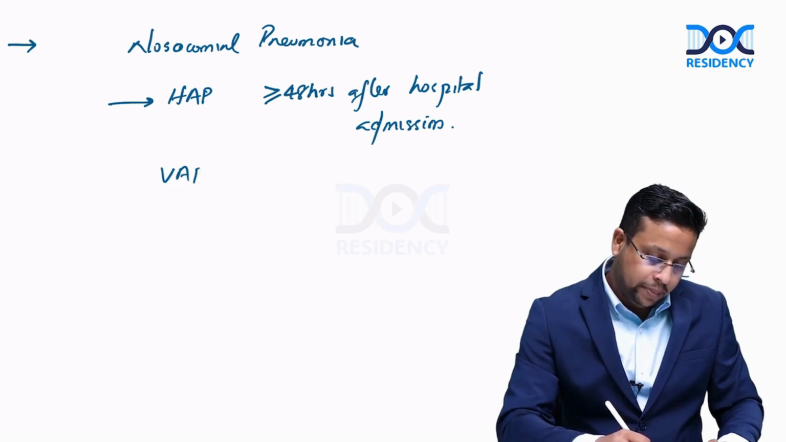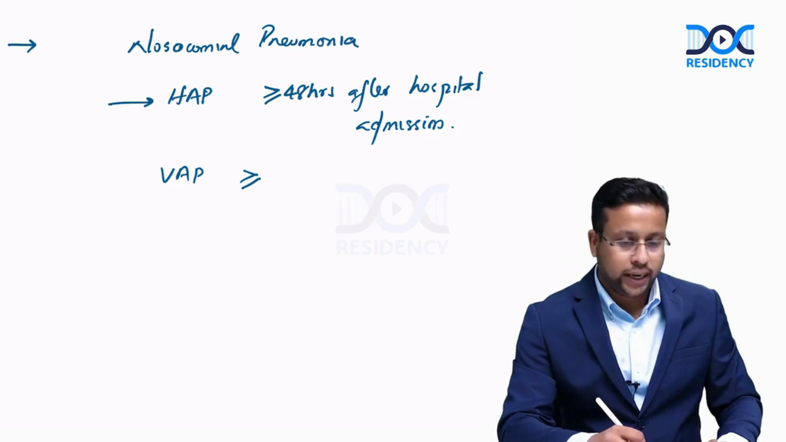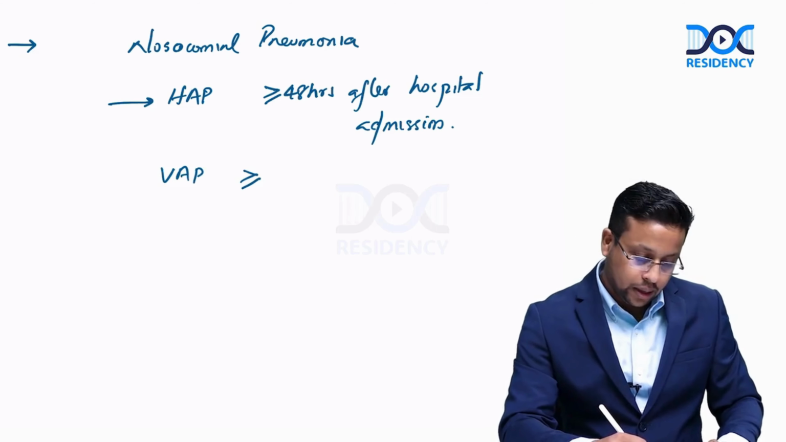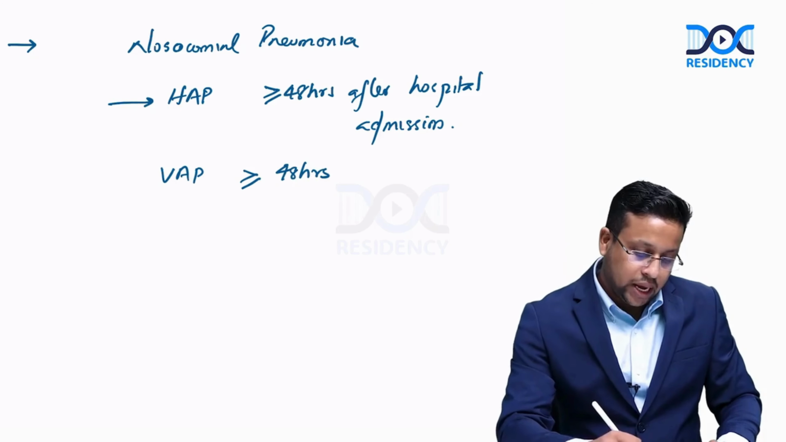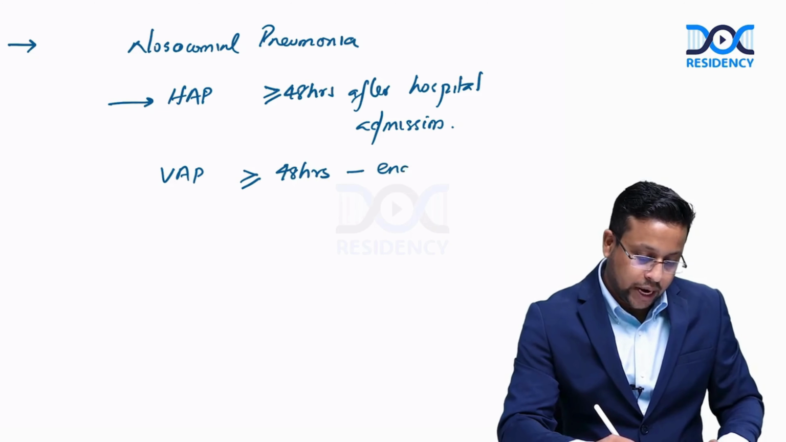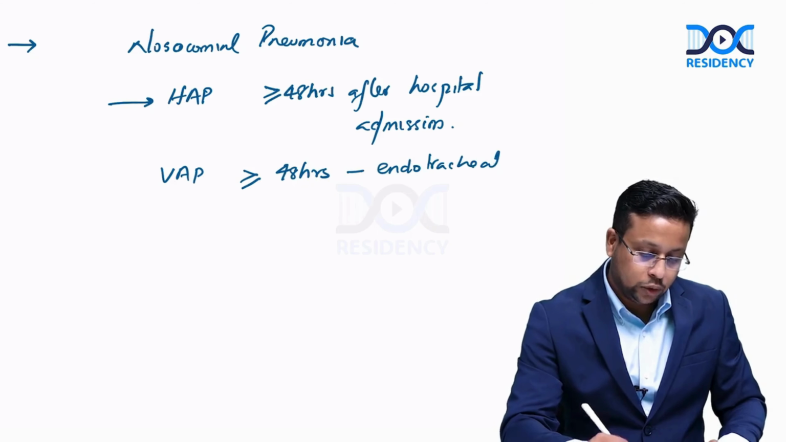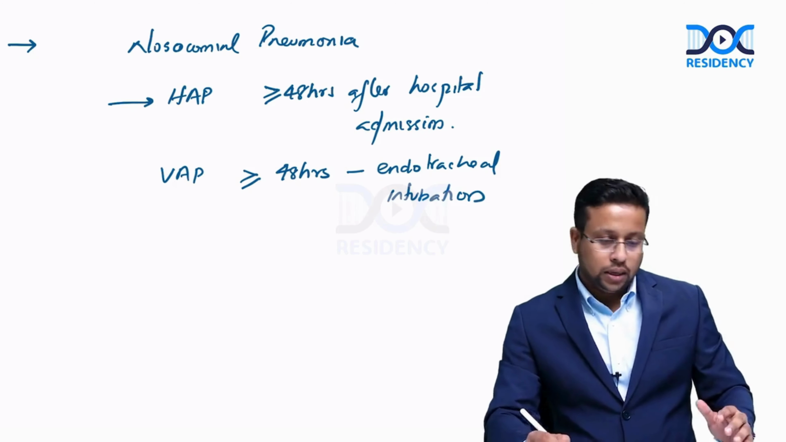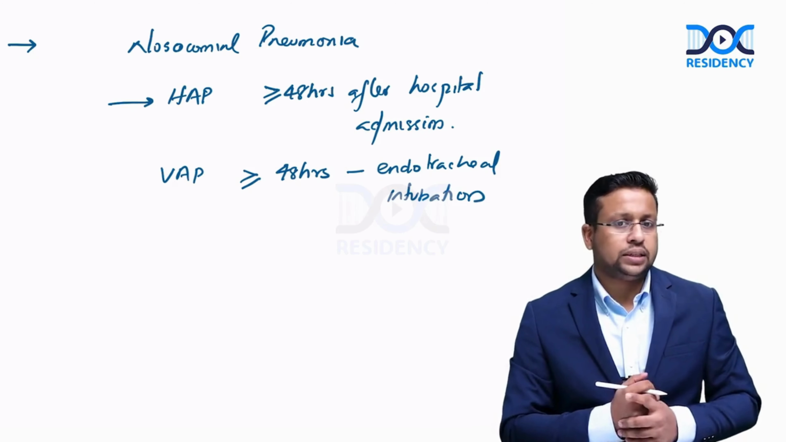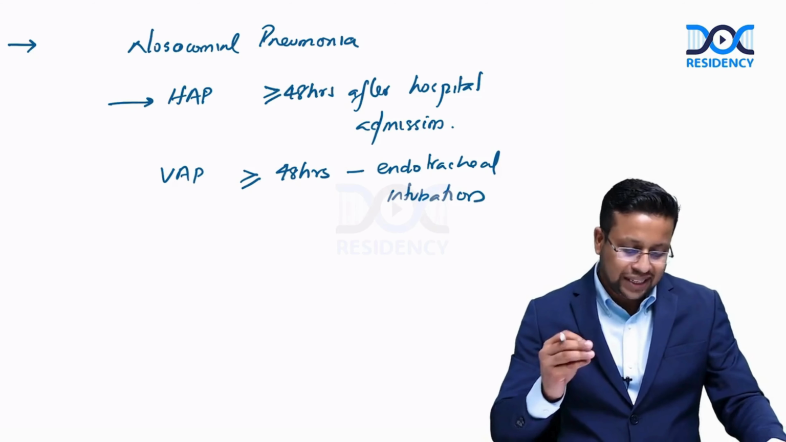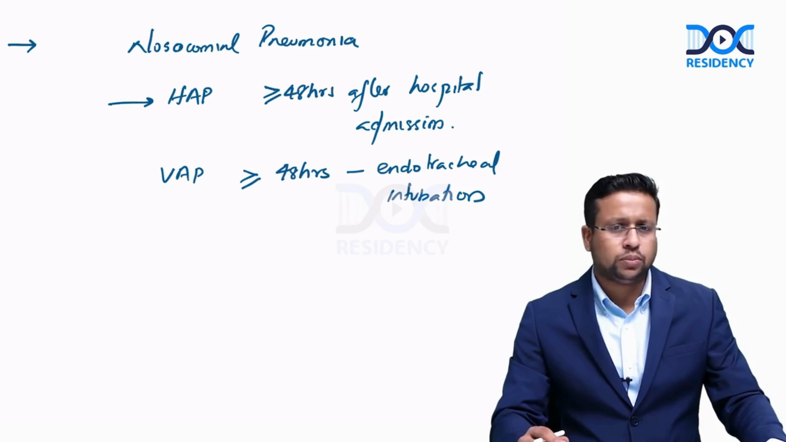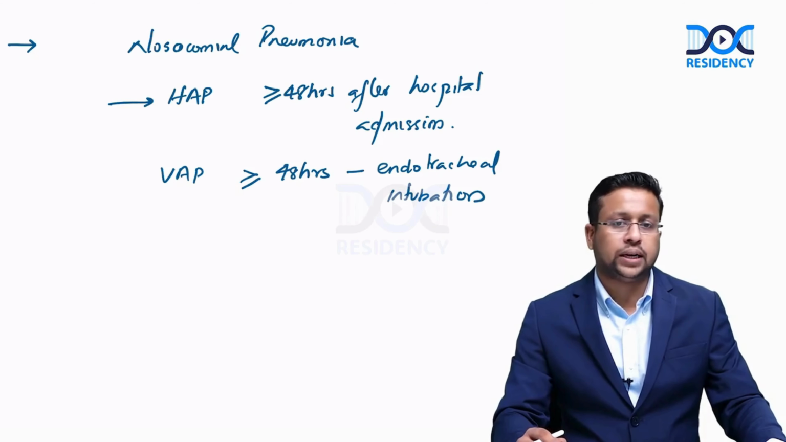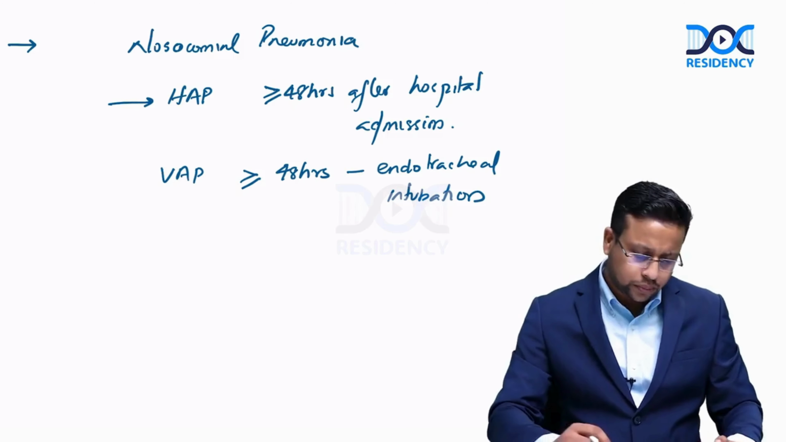On the other hand, VAP refers to a pneumonia which is acquired in intubated patients after 48 hours of mechanical intubation. Okay, after 48 hours of endotracheal intubation and mechanical ventilation. So, their clinical features and the organisms causing these clinical syndromes are almost the same. So, I will be discussing mostly VAP, but most of it is applicable for hospital-acquired pneumonia also.